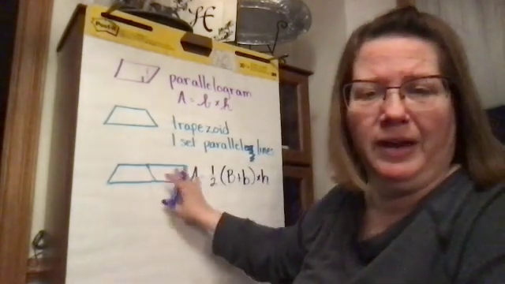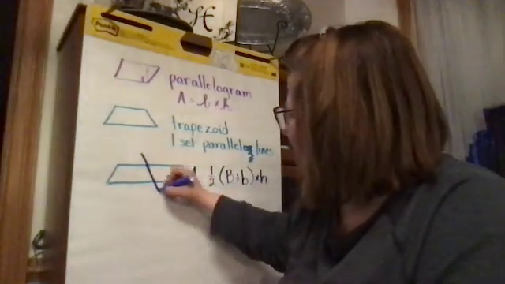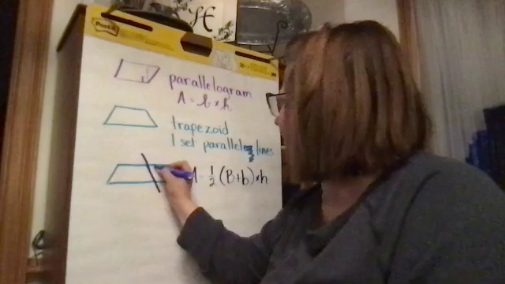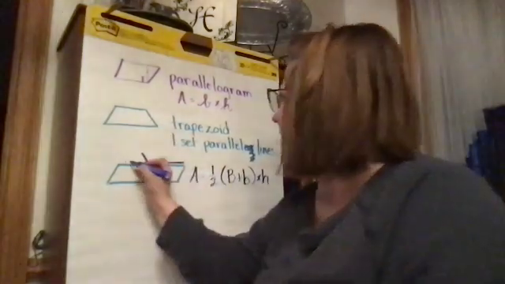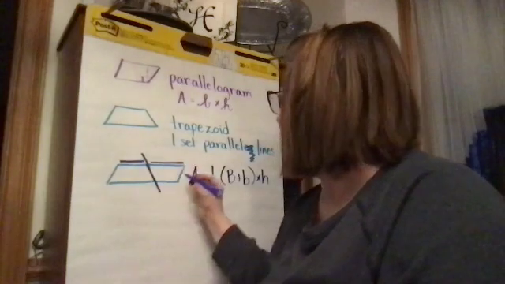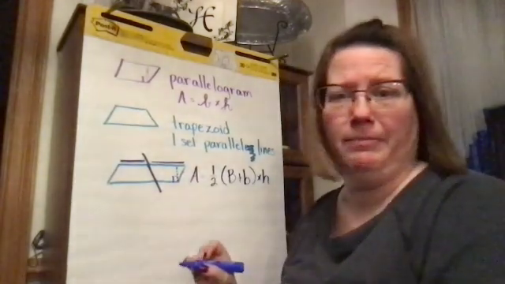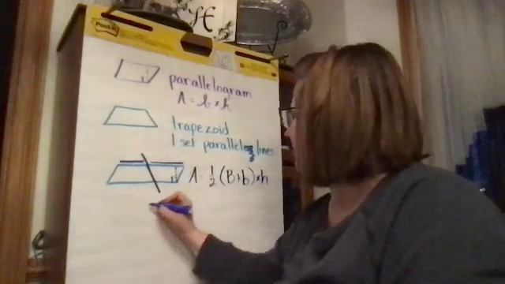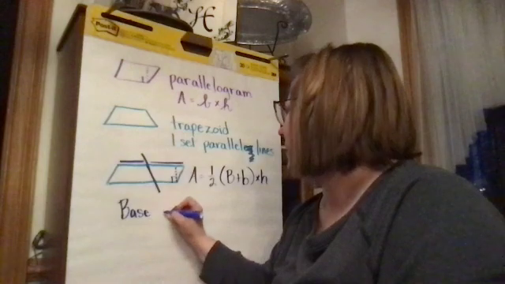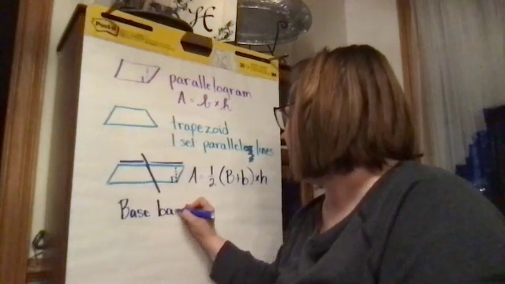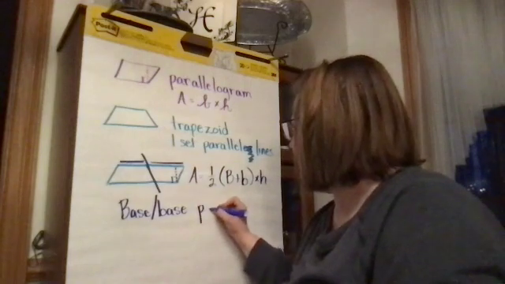All right, so in this strategy, we're going to cut it in half. And this is a big base, one of those parallel lines. And this is a little base. And with the right angle, it would be my height. So the big base and the little base have to be of the parallel lines.